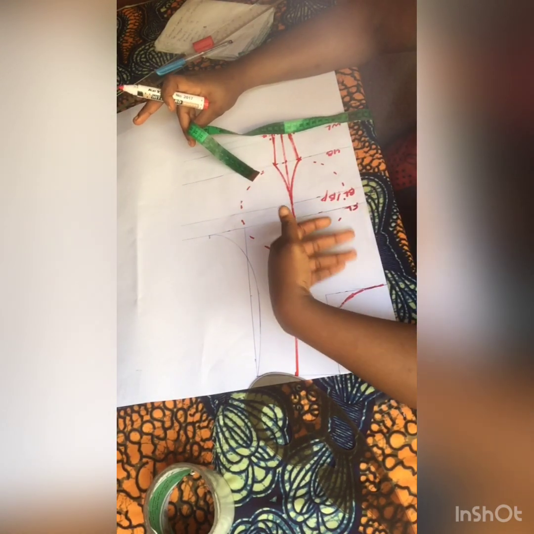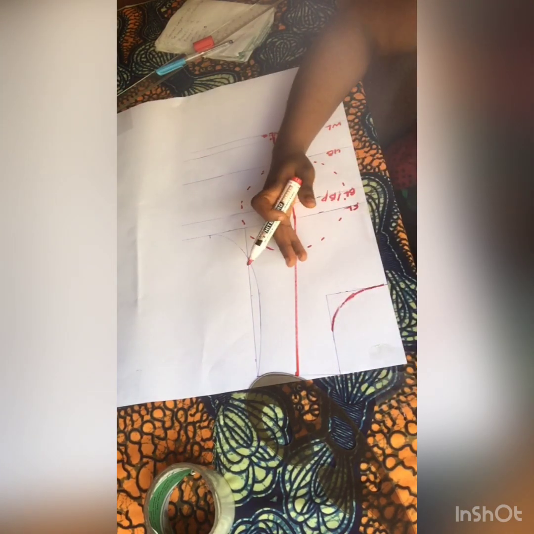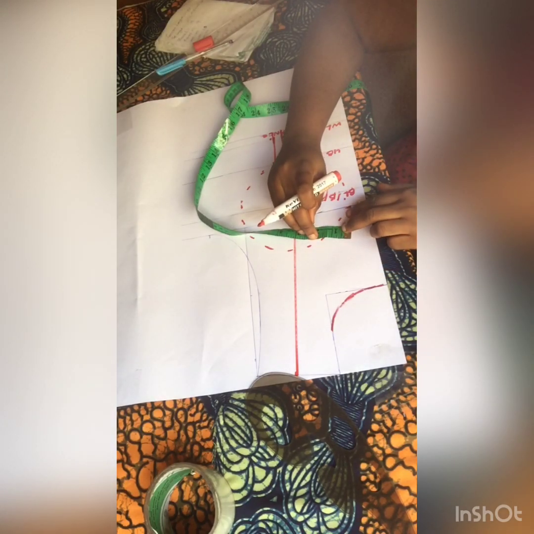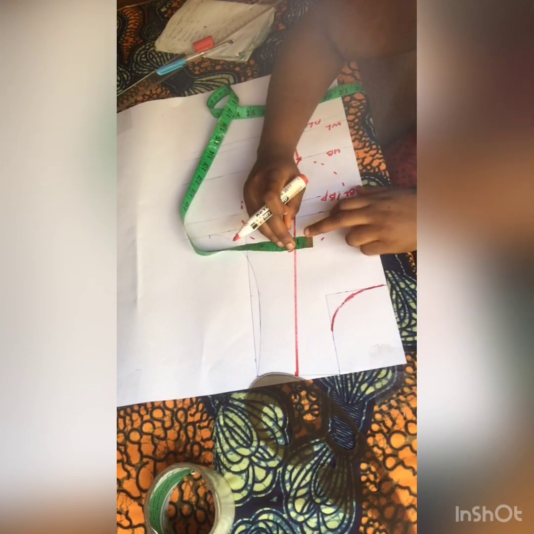You are going to mark ½ inch towards the side, going to the middle of our dress. I hope you understand. Then you also include 1/4 of an inch, that is ½ inch plus 1/4 of an inch.